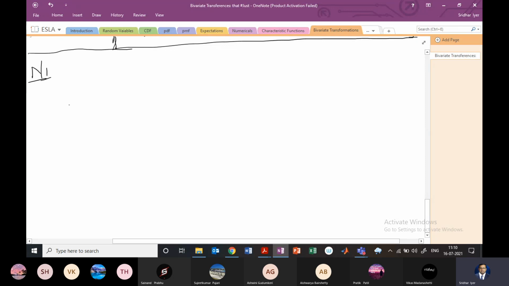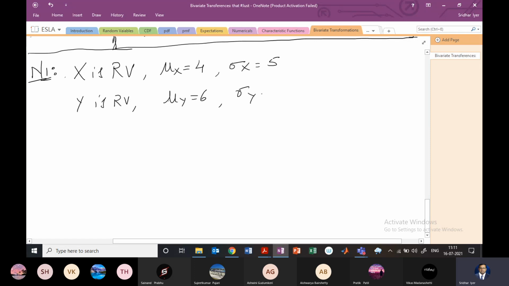So I'll solve the first numerical, so you'll get an idea of how to solve it, and the next numerical I'll give you time to solve it. So let me read out the question. The question is, x is a random variable, right? And we are given mu x is 4, sigma x is 5. Similarly, y is a random variable. We are given mu y is 6 and sigma y is 7.